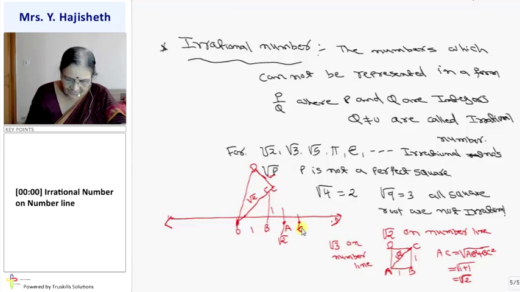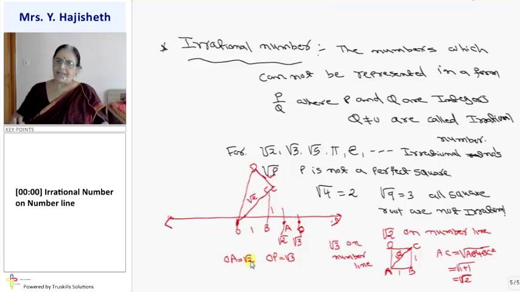Sorry, C I have used. So P, suppose. Then my point P represents real number root 3 on number line. That means my OP is root 3. What is my OP? Root 3. What is my OA? Root 2. So point A represents irrational number root 2. Point P represents irrational number root 3.